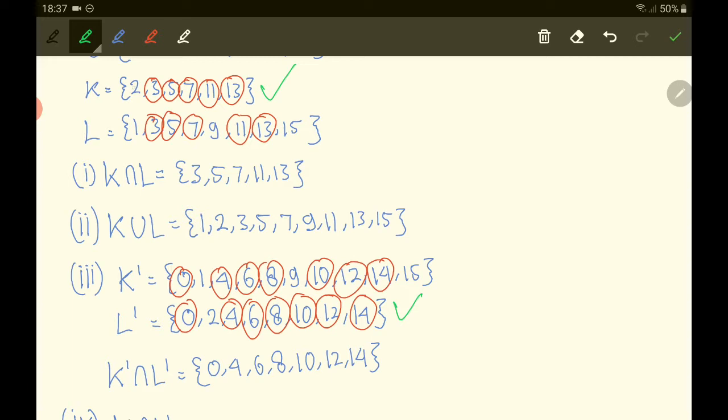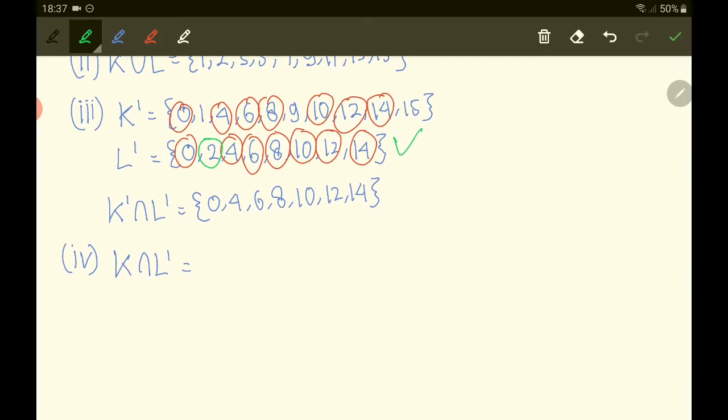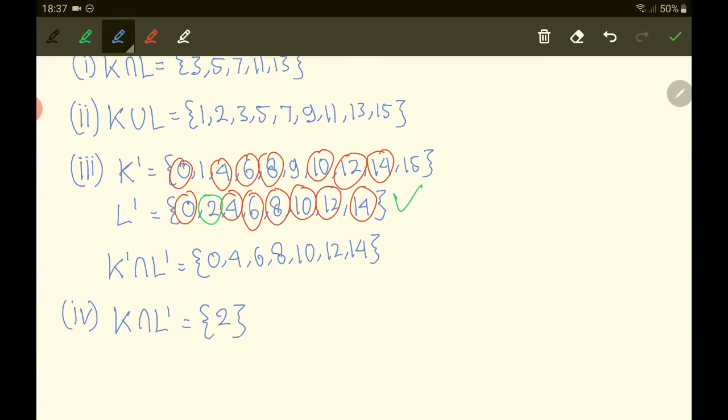So we have 2, and the L complement also 2. 3, no, 4, no, 5, no, 7, no, 8, no, 11, 10, no, there is only 2. So we can write here the K intersect L complement. Here is only one number, which is 2. So done. That's it.